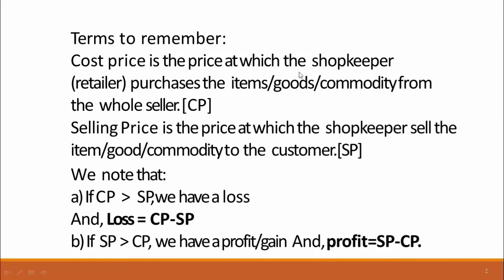Cost price is the price at which the shopkeeper or retailer purchases the items from the wholesaler. CP represents the cost price. Now, what is the selling price? Selling price is the price at which the shopkeeper sells the items to the customer. SP represents selling price.